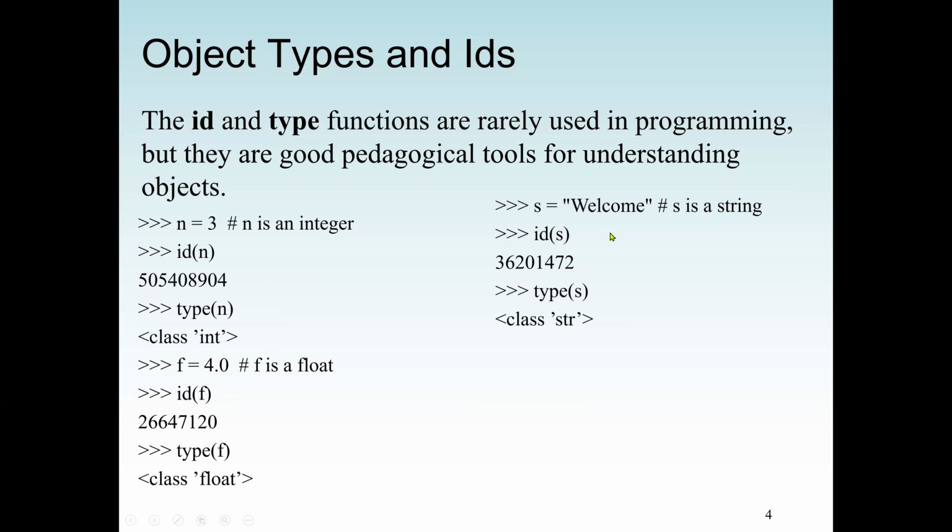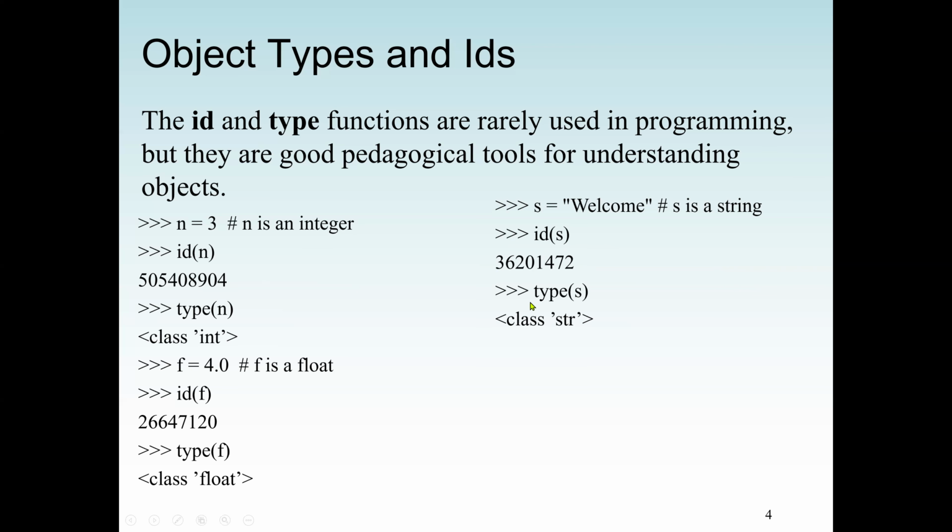Now we have another object here called s, or variable, and we assign a string to it, which is welcome. The same thing: if I use the identity function, the argument will be the object name s. It will give me a unique number.